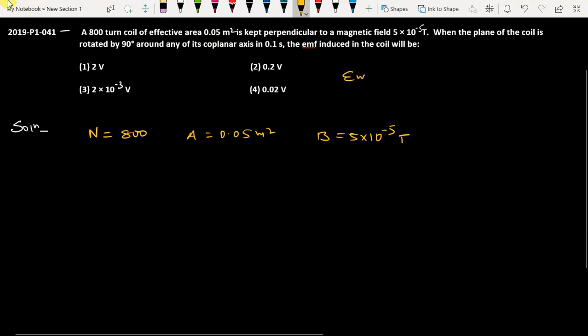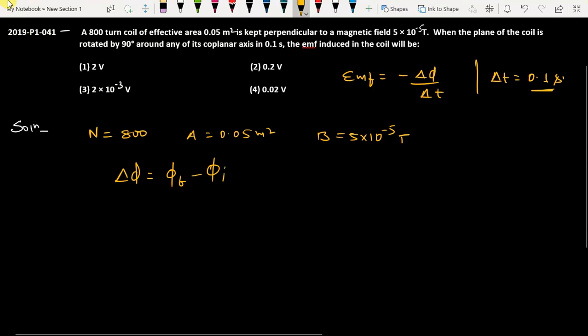We know that induced EMF is minus delta phi by delta t. See, delta t is given to us, that is 0.1 second. The only thing that we have to find out is delta phi. Now what is delta phi? Delta phi will be phi final minus phi initial, right? Now what is phi initial? Initially the coil was placed perpendicular to the magnetic field, right? That means the angle between area vector and the magnetic field vector will be 0 degree, right?